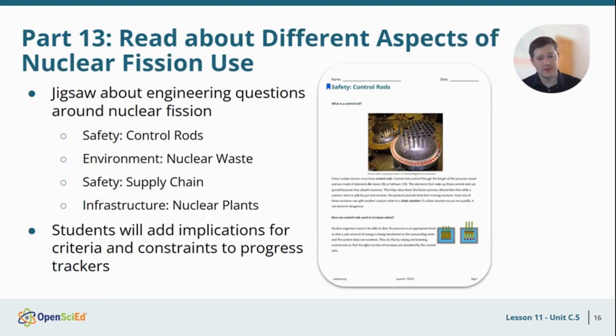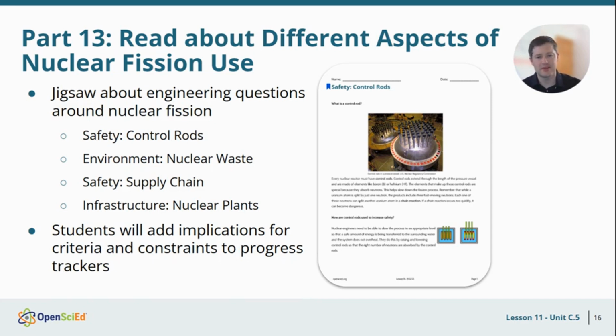At this point, we've figured out a lot of the science ideas, so we're going to move on to some of the engineering questions that we have, and we jigsaw around those engineering questions. There are 4 readings here. You can assign them in different ways. I think this is an awesome opportunity to let students follow their interests as long as there's a decent distribution in the class. There's one about safety, focused on control rods.